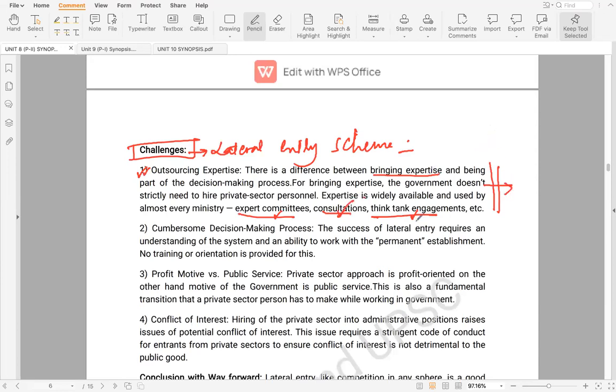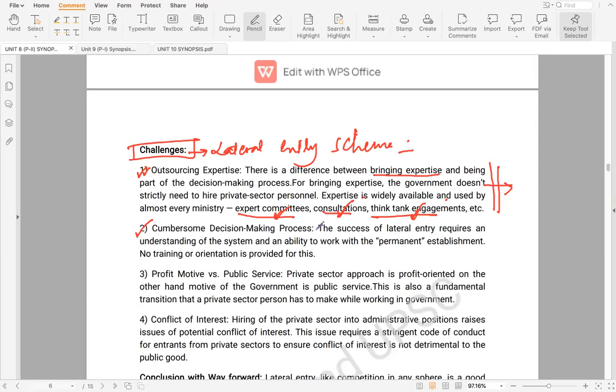You can have consultations with them, you can have think tank engagements wherein you can have the role of private sectors. You can constitute expert committees wherein private sector specialists are members of them. So you can bring in expertise even without letting them be in the positions of power.